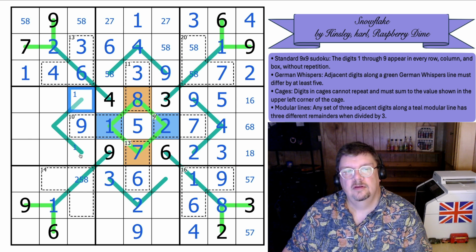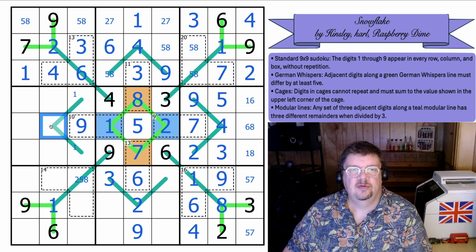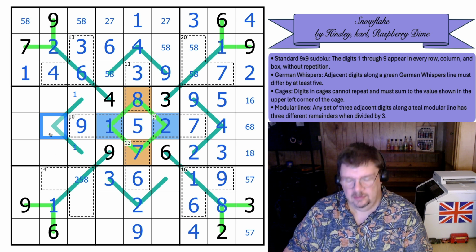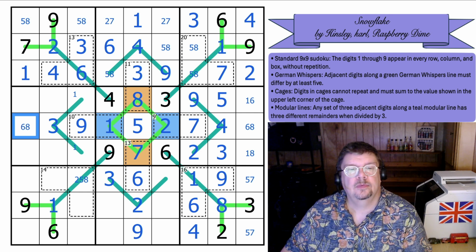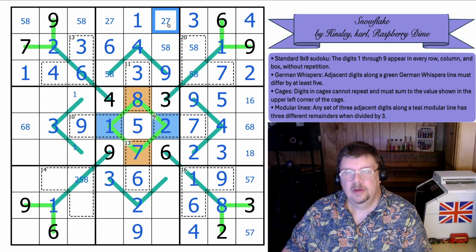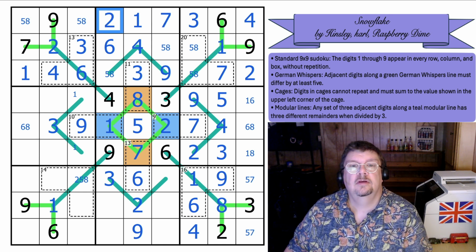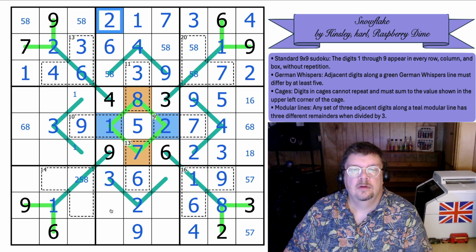Right, these two digits on this modular line see 3, 6, and 9. So neither of those can be 3, 6, 9. So this must be, and it sees a 9 and a 6. So that's a 3. That makes this a 6 or an 8 to complete the row. This 2 makes that 7 and 2. Okay.